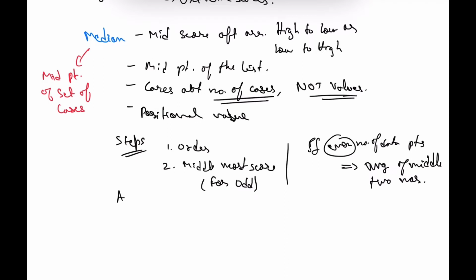So what is the advantage of using median? It has higher resistance to outliers compared to mean, and the disadvantage is that the data needs to be ordered.